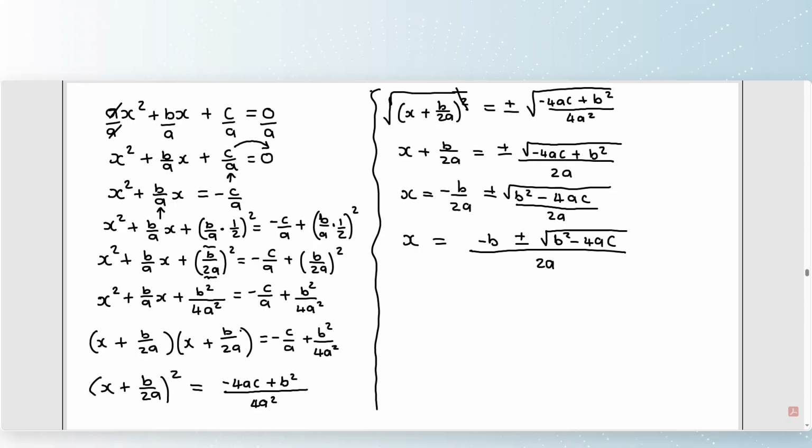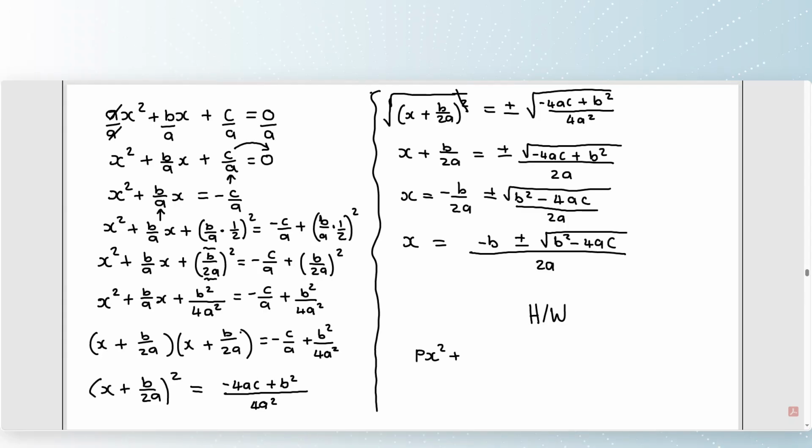Okay, let me give you homework so you can practice. Go use px squared plus qx plus k equals 0. Complete the square. It's going to look like the quadratic formula at the end if you did everything correctly.